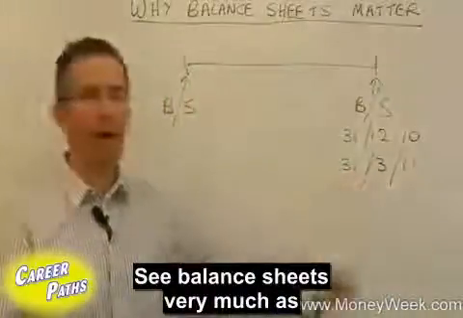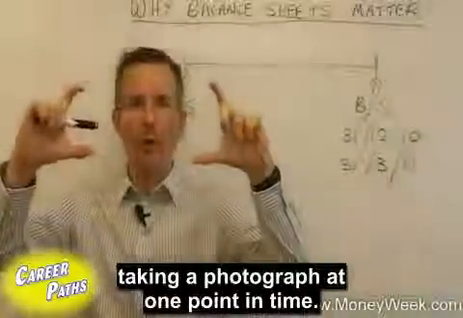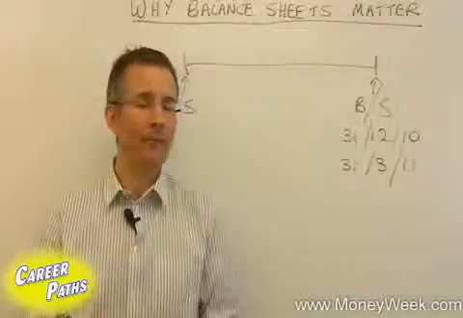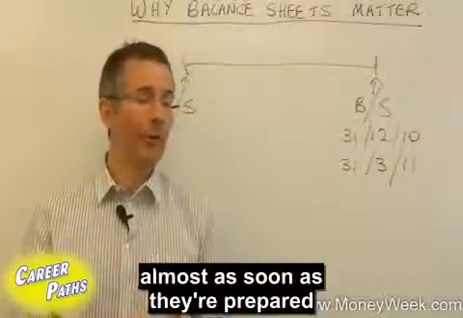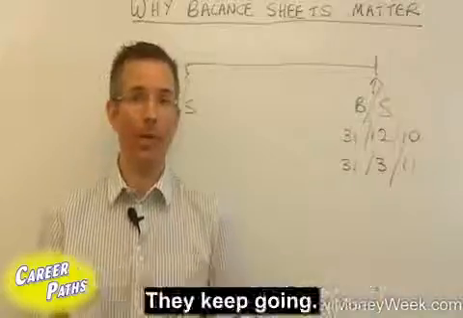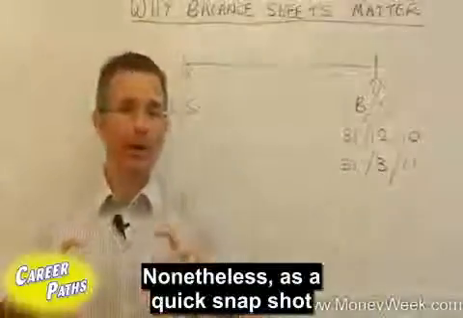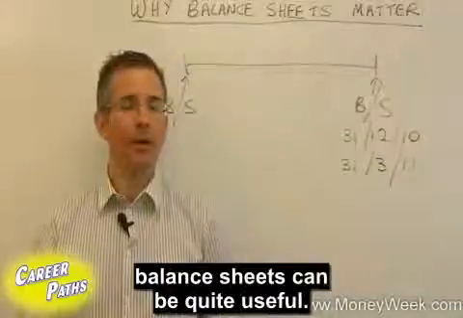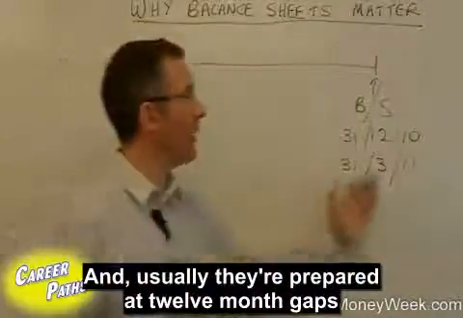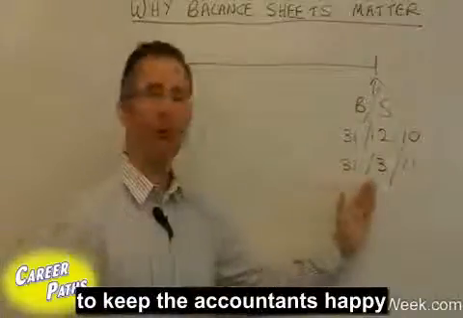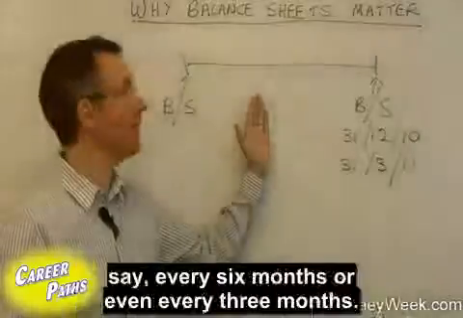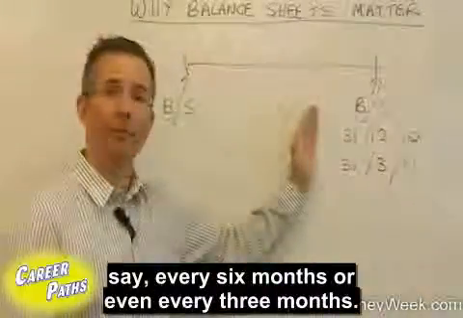See balance sheets very much as taking a photograph at one point in time. Now as such, it's a slightly artificial exercise. Balance sheets are out of date almost as soon as they're prepared, because of course in reality businesses don't just stop, they keep going. But nonetheless, as a quick snapshot of what a business might be worth, balance sheets can be quite useful. And usually they're prepared at 12-month gaps to keep the accountants happy, with possibly an interim statement somewhere in between, say every 6 months or even every 3 months.